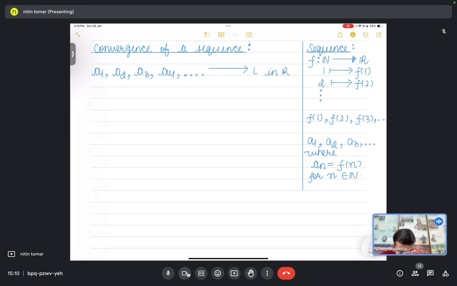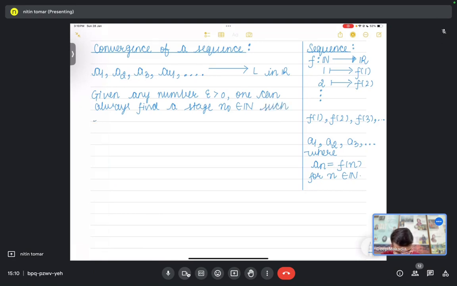Now what does it mean? That you fix any distance, given any number which we denote by epsilon positive, I can always find a stage. One can always find a stage. That stage we denote by n naught, such that, what happens. So you have a1, a2, you keep on going, and then there will be a n naught, a n naught plus 1, a n naught plus 2, so on and so forth.